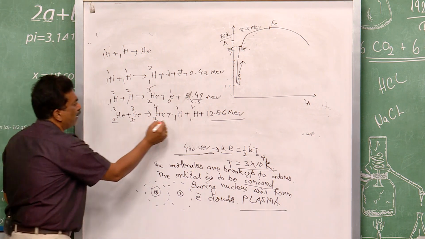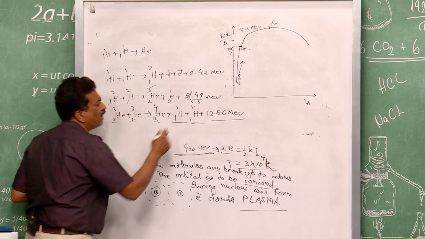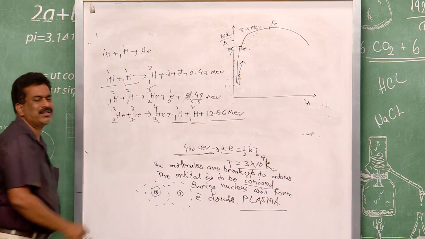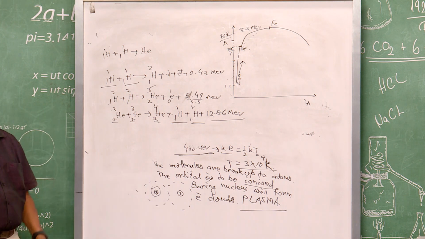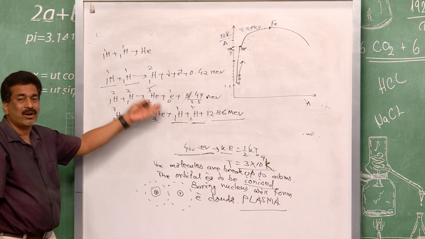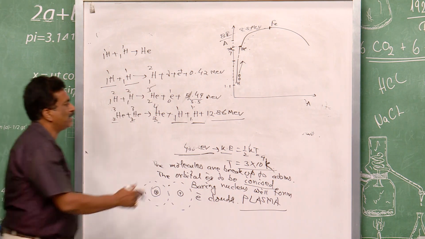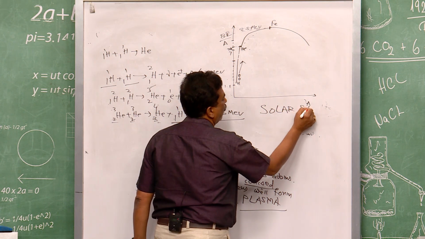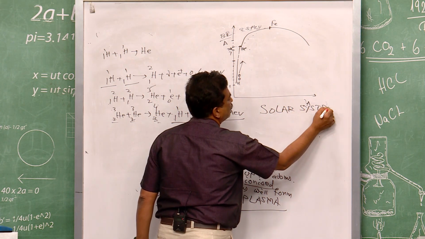You see, here comes again 1H1 and 1H1, and again 1H1 and 1H1. That process will go on continuing. So how is that process continuing and where does it happen? That is in the solar system.